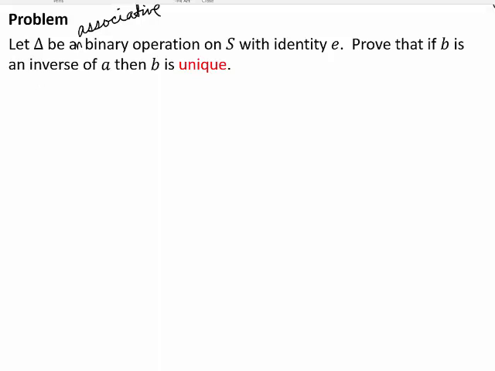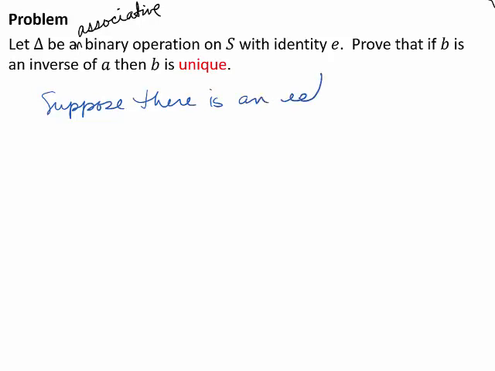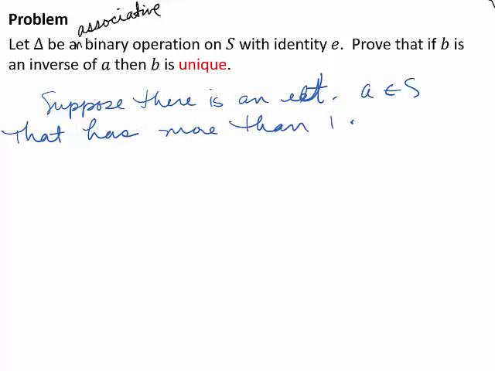So let's suppose there is an element A in S that has more than one inverse. Well, let's say B and B prime are inverses of A.